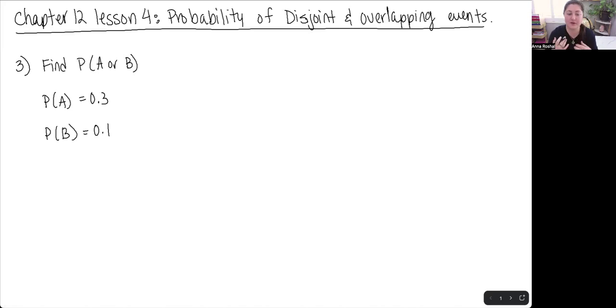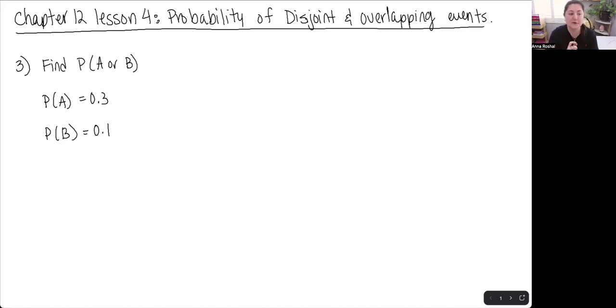My name is Anna Rochelle, and today we are going to do 4 problems from Chapter 12, Lesson 4. This is actually in the Big Ideas Geometry, high school geometry book. This is the Common Core State Standards book, and it talks about the probability of disjoint and overlapping events. So we're gonna get right to it.